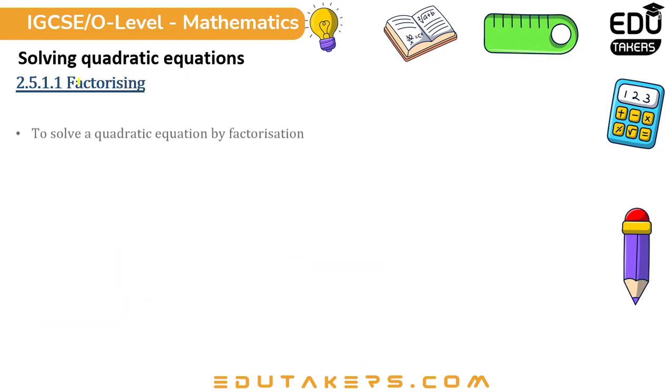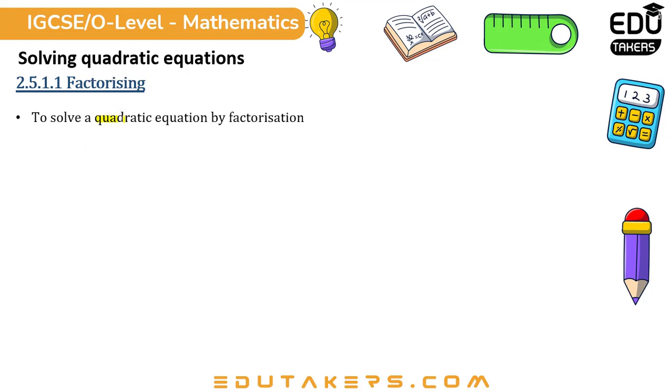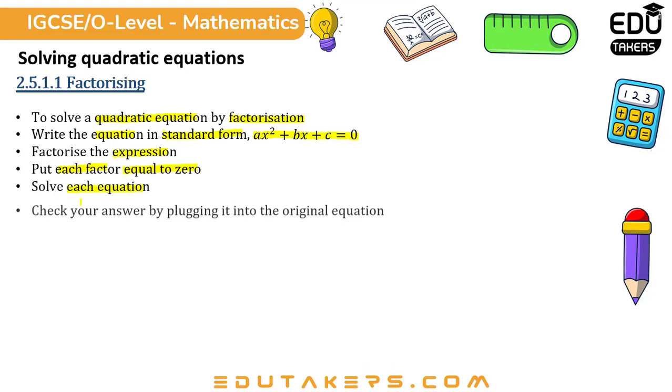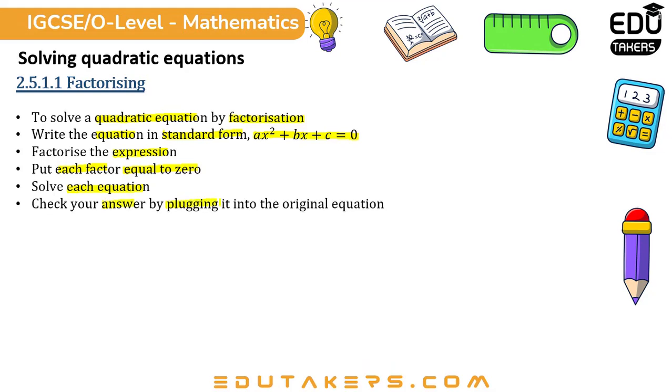The first one is factorizing. To solve a quadratic equation by factorization, write the equation in standard form, which is ax square plus bx plus c is equal to 0. Factorize the expression, put each factor equal to 0, then solve each equation. Check your answer by plugging it into the original equation.